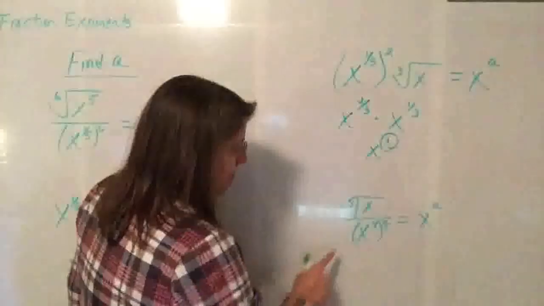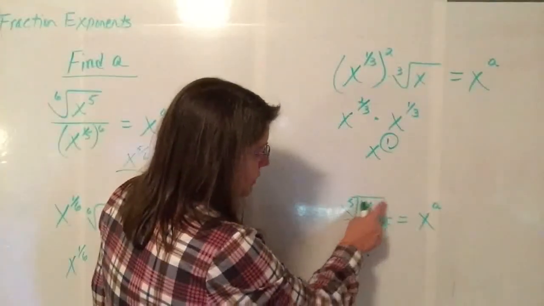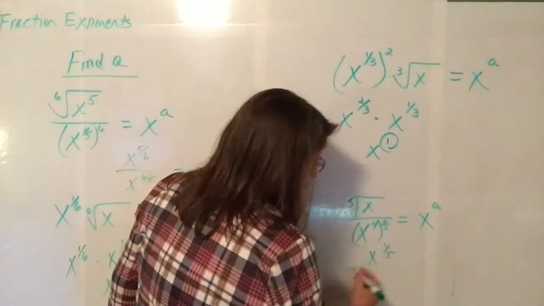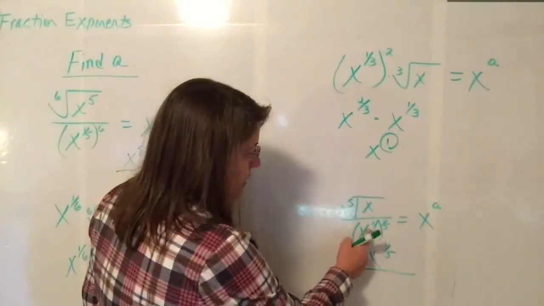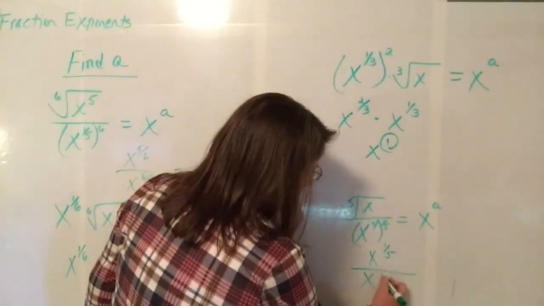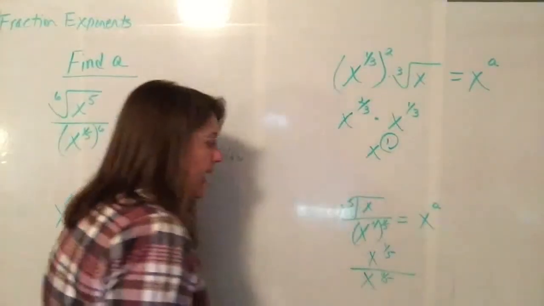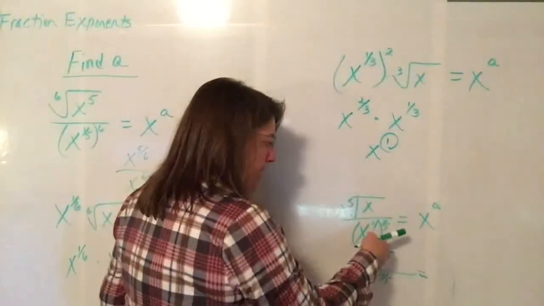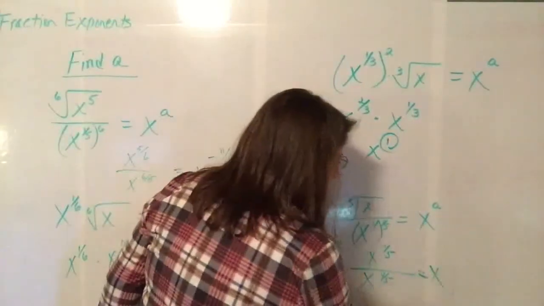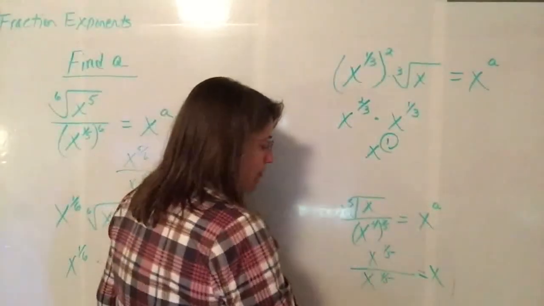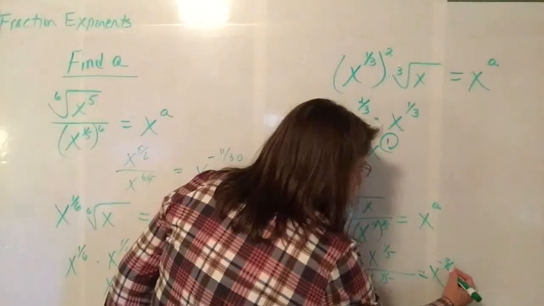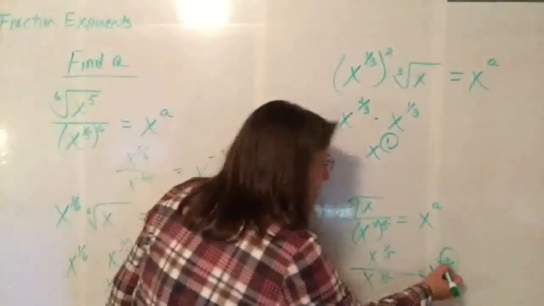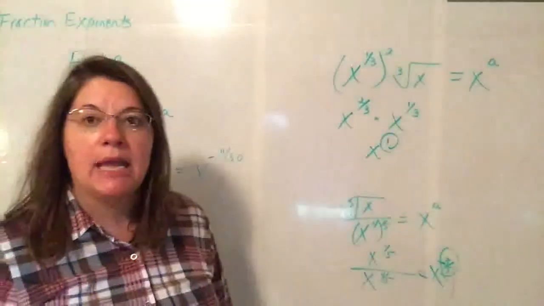For this one, that is x to the 1/5 over x to the 4/5. And again, in order to find the power of A, we would take the top exponent minus the bottom exponent. That would be 1/5 minus 4/5, which is negative 3/5. So again, you would have a negative exponent. Negative 3/5 is what A would be.